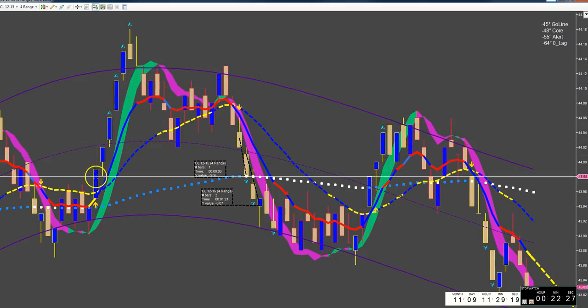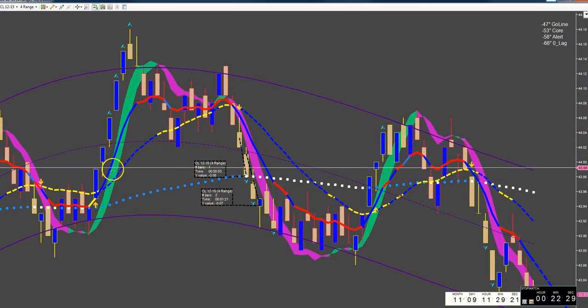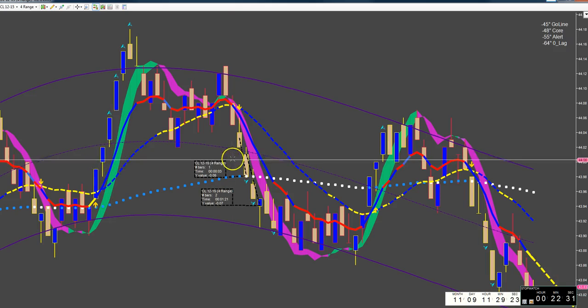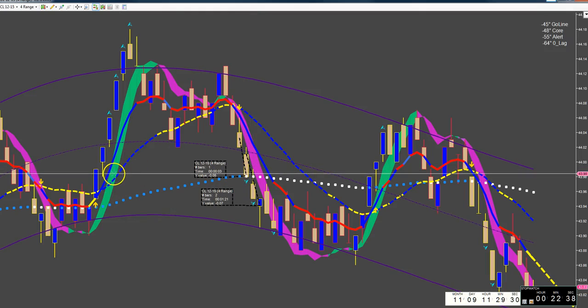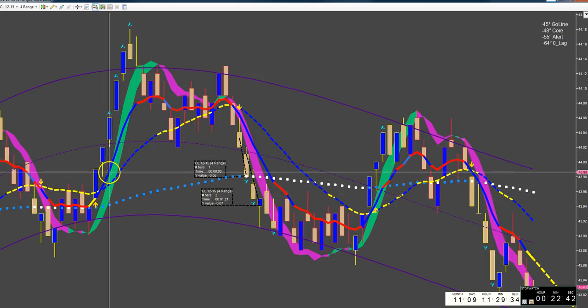Again, these are on to the left. Everything is to the left. It doesn't matter whether you're going short or whether you're going long. Everything is to the left. You want things to the left. And going up, if it's to the left of the alert zone, it's great.